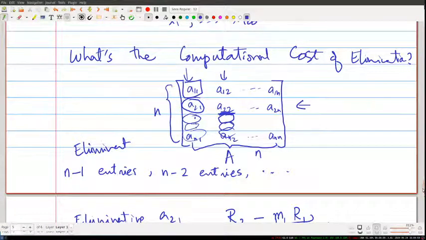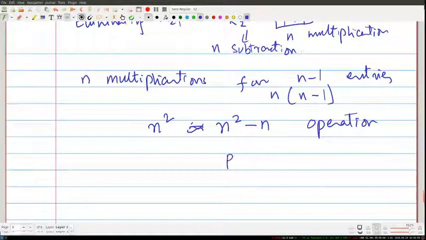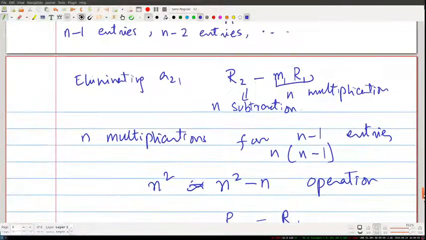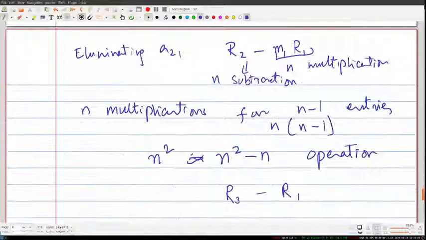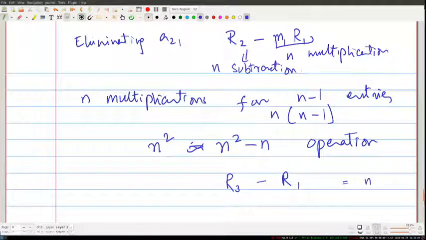What has become easier when I start doing row 3 minus row 1? Well, it's not going to become easier, at least in this step. So this step is still going to cost me about n squared, right? So I'm going to get these n squared operations at least in this.